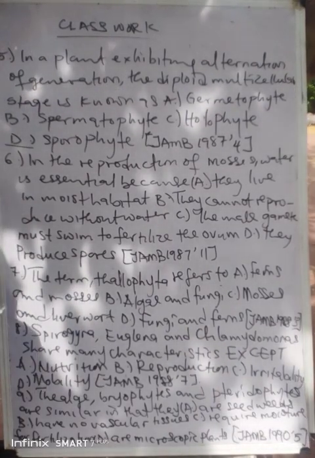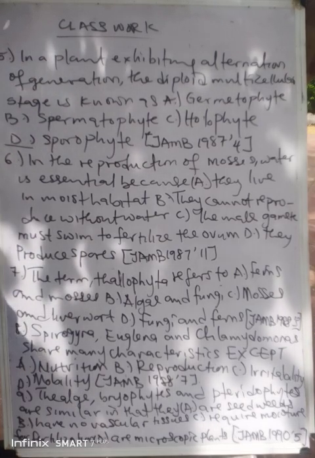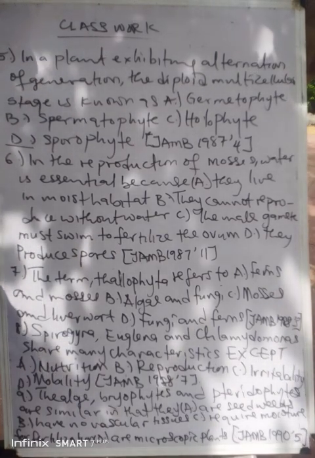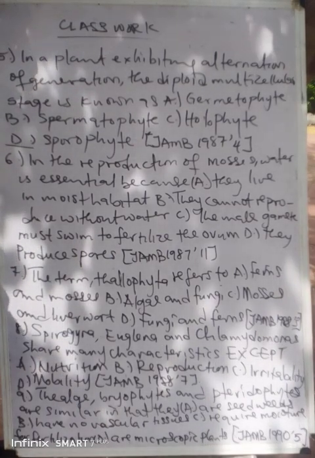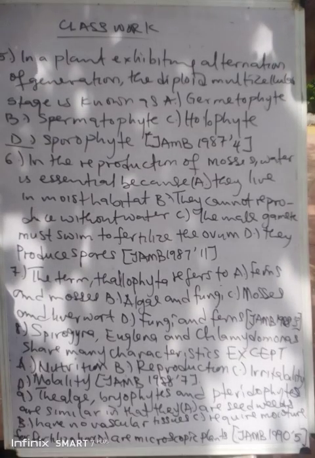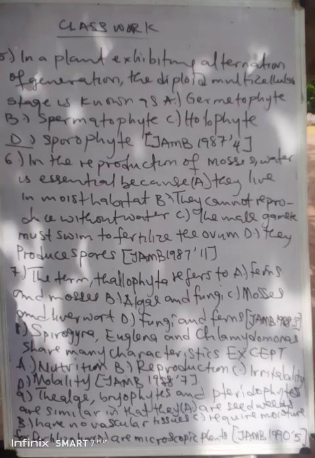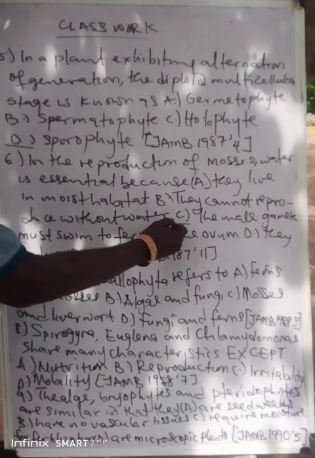In the reproduction of mosses, water is essential because what? A, they live in a moist habitat? No. They cannot reproduce without water? No. The male gamete must swim to fertilize the ovum. That is the answer.